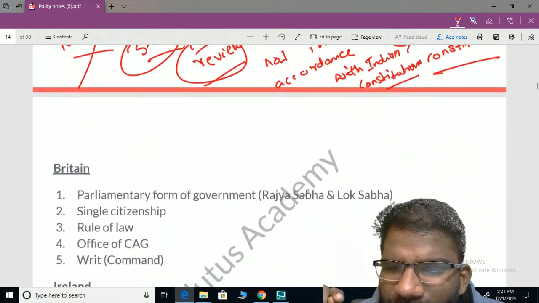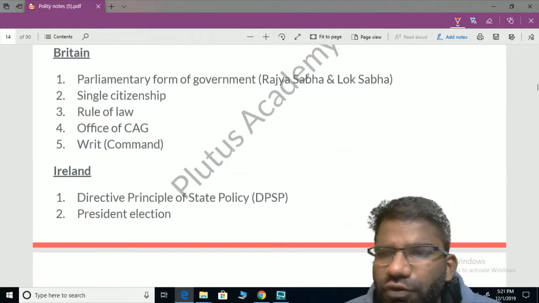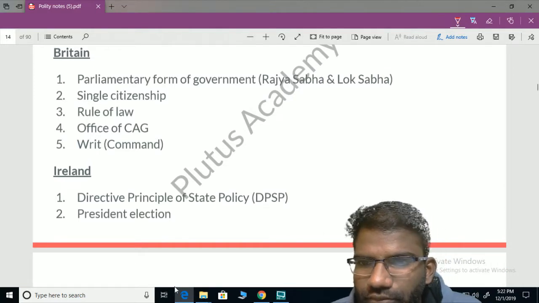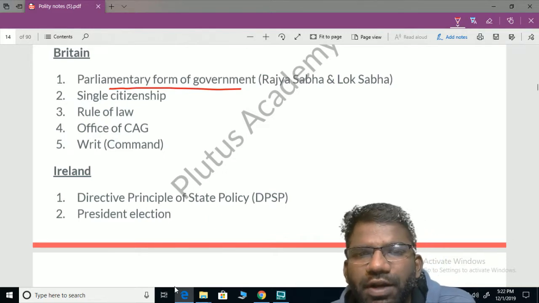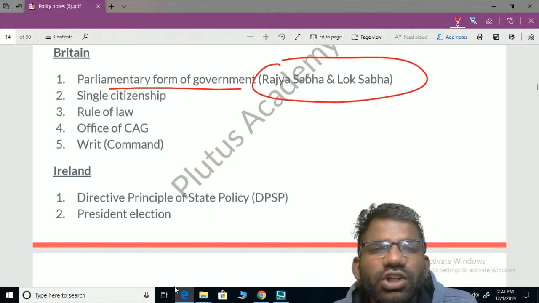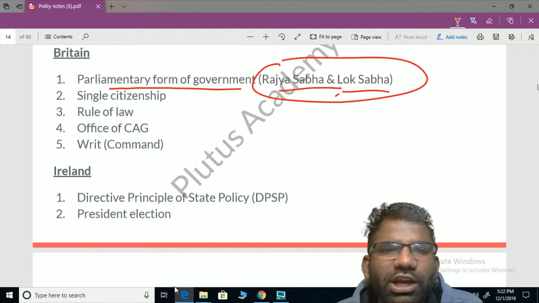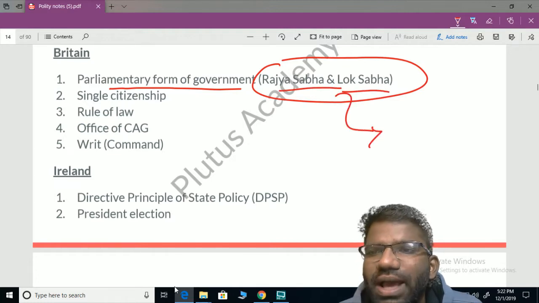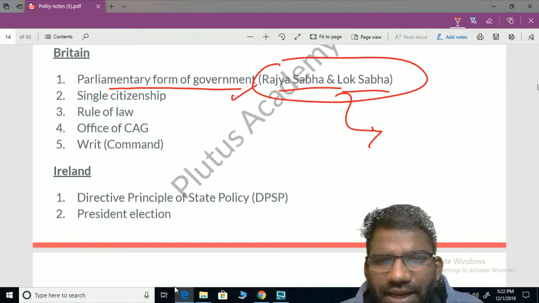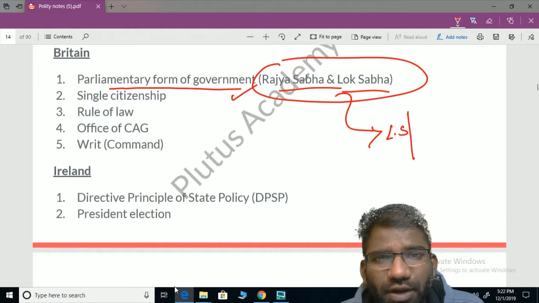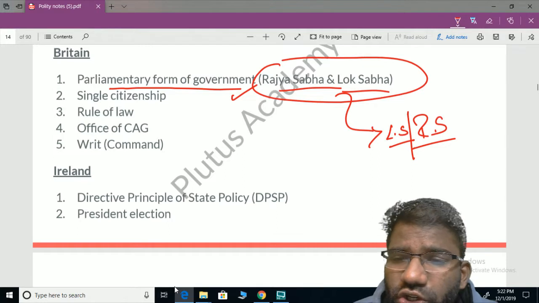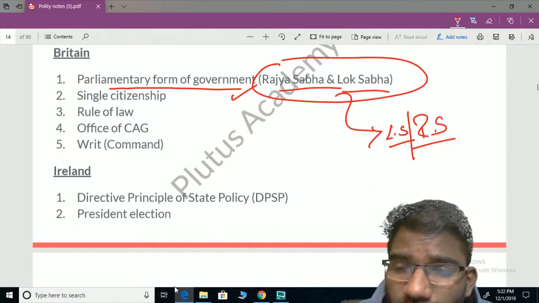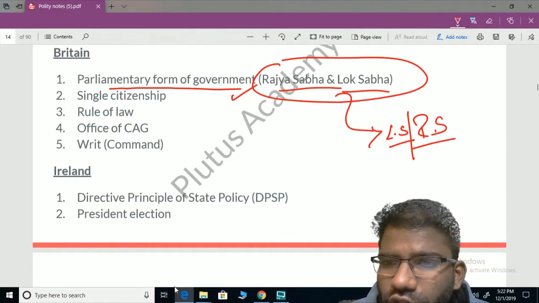Now, what has been taken from the Constitution of the United Kingdom or Britain? The concept of parliamentary form of government. Parliamentary form of government just means that we will have two houses, that is Rajya Sabha and Lok Sabha. The United Kingdom also has two houses. So we have parliamentary form of government, that is Lok Sabha and Rajya Sabha. This concept was taken from the United Kingdom's Constitution, that is Britain's Constitution.